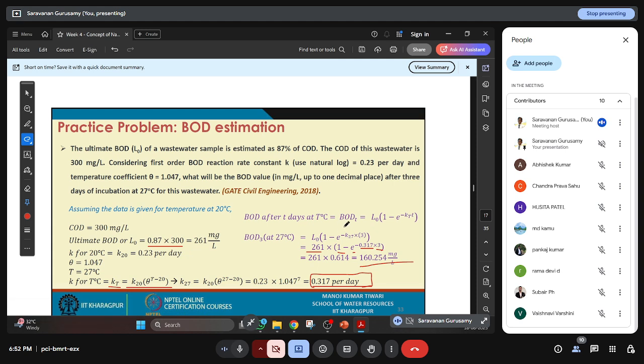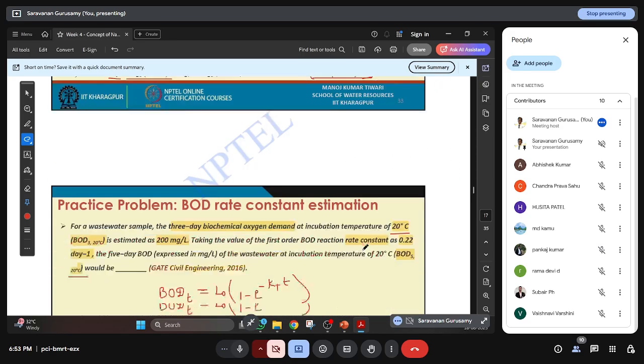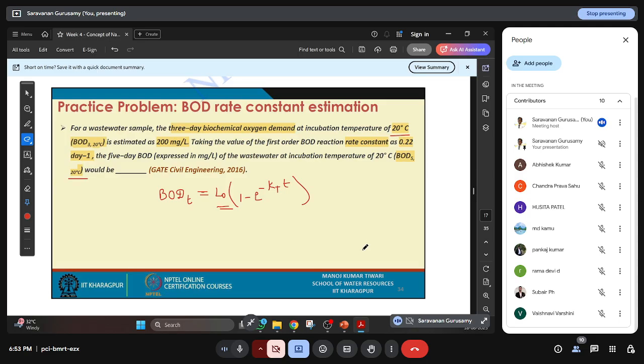It's not LT, it's BODT. LT is equal to simply L0 into e power minus kt. When we are using this, please remember, this is when we need to find BOD remaining. This is to understand BOD exerted. What does the BOD value mean? BOD exerted in 3 days. That is, this formula only you have to use: BODt equal to... You got it? If you have any doubt, please stop me or you can ask any question at any time.